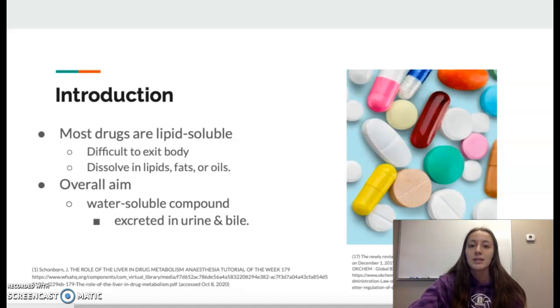Most drugs are lipid soluble. This means that it is difficult for some drugs to leave the body, and they are also capable of dissolving in lipids, fats, and oils. The overall aim of metabolism is to produce a more water-soluble compound that can be excreted through urine or bile.